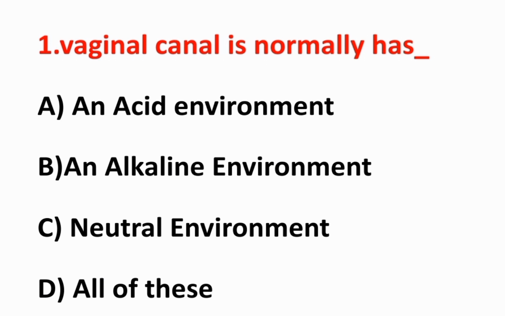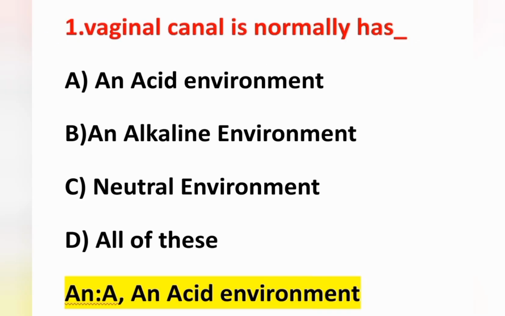The first question, vaginal canal is normally has options are option A, an acid environment, option B, an alkaline environment, option C, neutral environment, and option D, all of this. Correct answer is option A, an acid environment.